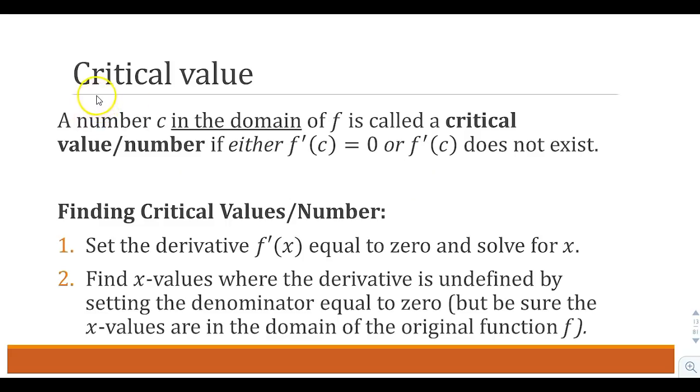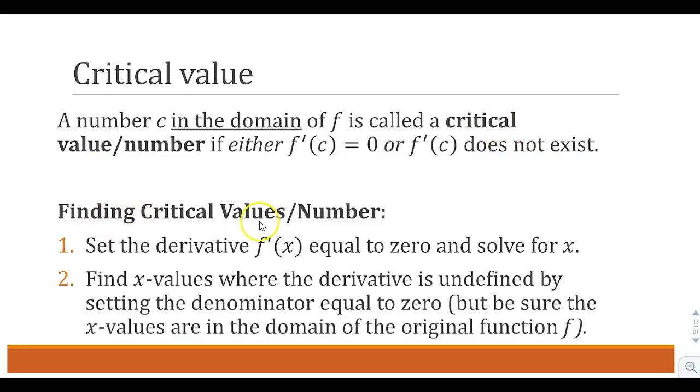Now we're going to define critical value. A number c in the domain of f is called a critical value or critical number if either f prime of c equals 0 or f prime of c does not exist. So we have this x value c as long as it's in the domain, and if that c value makes the derivative 0 or the derivative not exist, it's called a critical value.